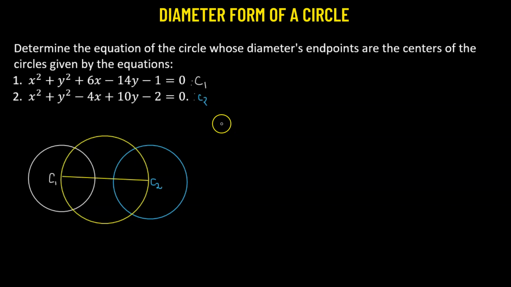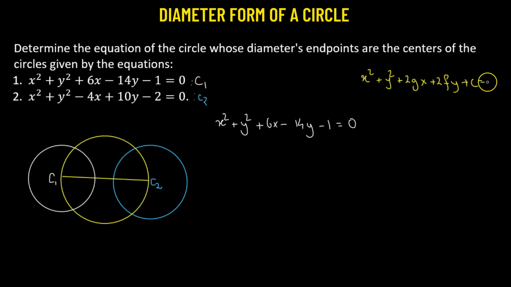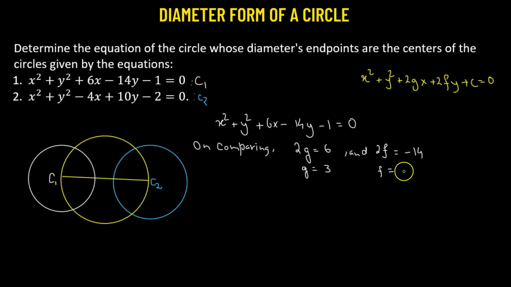So let's begin with the first equation. So we have x squared plus y squared plus 6x minus 14y minus 1 equals 0. Now here, we can use the general form of a circle, which is given by x squared plus y squared plus 2gx plus 2fy plus c equals 0. And once we have the general equation, we can compare it with the general form. Comparing with the general form, we're going to get the value 2g equals 6, and we get 2f equals negative 14. So the g value comes out to be positive 3 and the f value comes out to be negative 7.